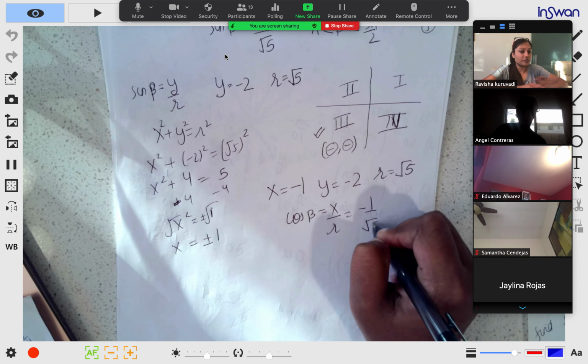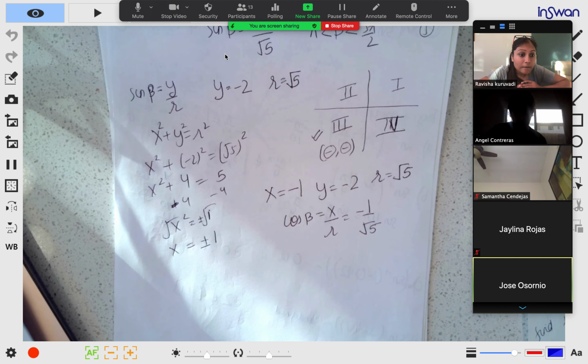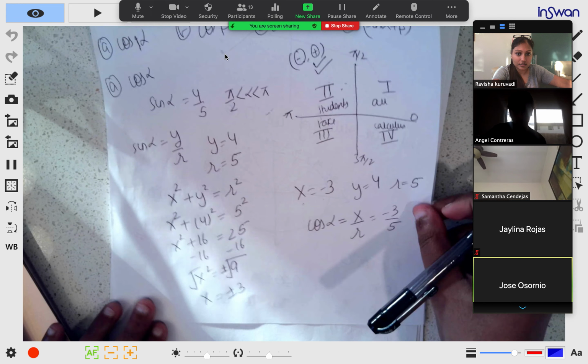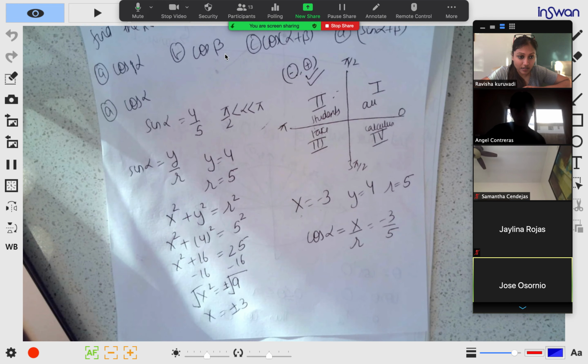Really, really good. Any questions, anyone? Can I see that previous page real quick? Previous page, yes. Thanks. Anybody else has questions? Slow it down? Okay, I'll slow it down. For the previous one, it was -1 over root 5.